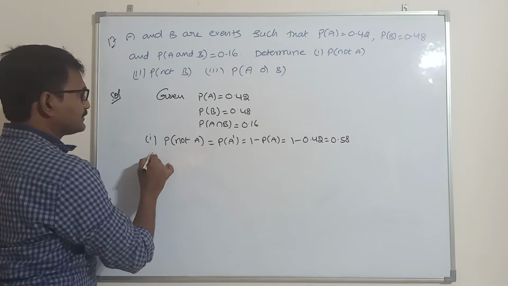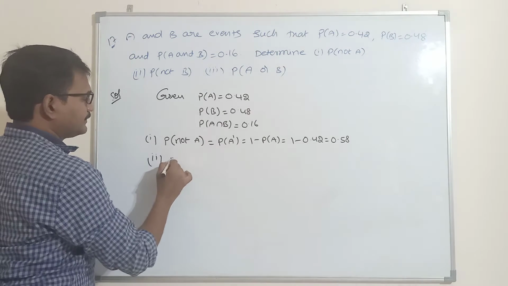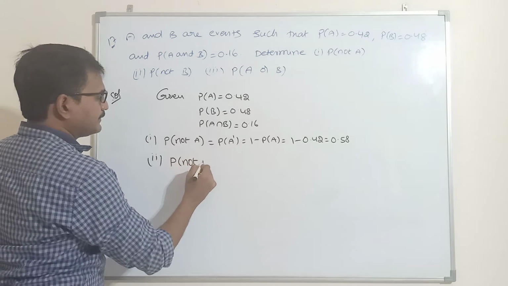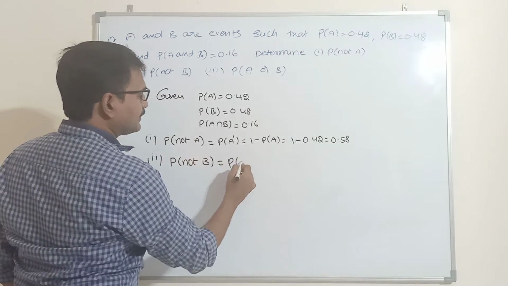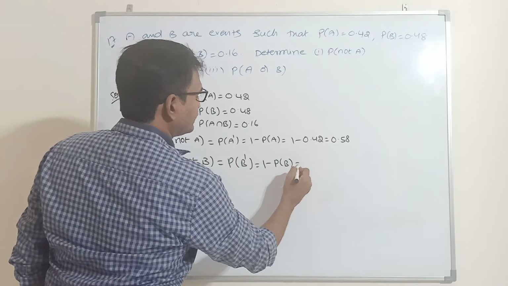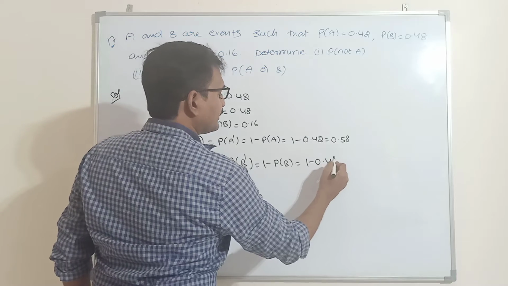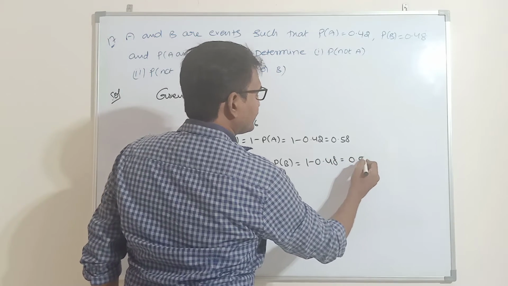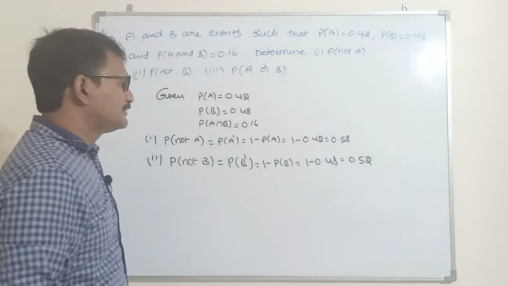Second question is P of not B. P of not B means B dash, 1 minus P of B. 1 minus 0.48 is 0.52.